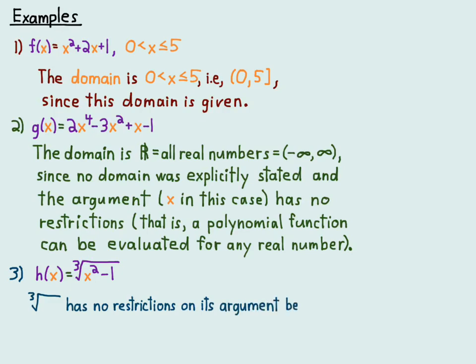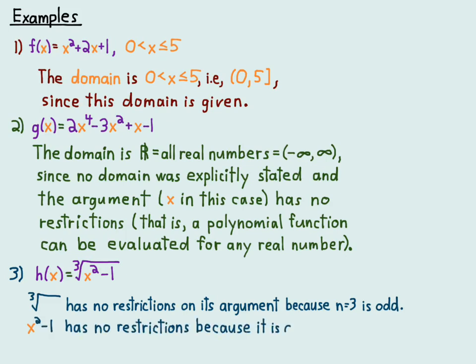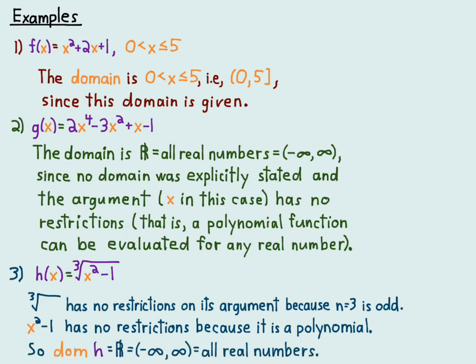Cube root has no restrictions on its argument because n equals 3 is odd. The index is odd. X squared minus 1 has no restrictions. Its argument is x, right? Because it's a polynomial. So there's no restrictions, right? So you get blackboard R, all real numbers, or in interval notation, it's parenthesis, negative infinity, comma, infinity, parenthesis, right?